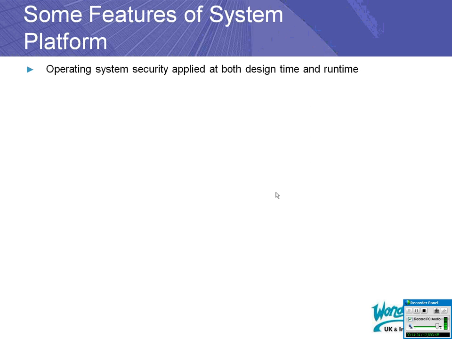So some of the features that you get with System Platform. It uses Windows operating system security. That's optional. It can use its own security as well. But you can apply that security at both design time and runtime. And what that means is that you can limit which users have access to template objects as well as runtime objects.